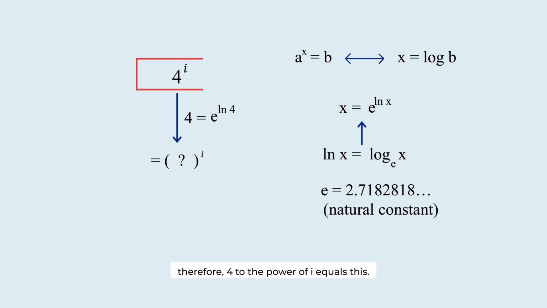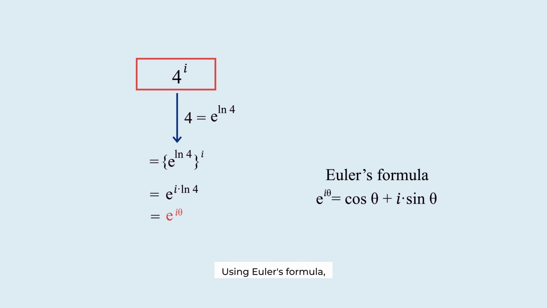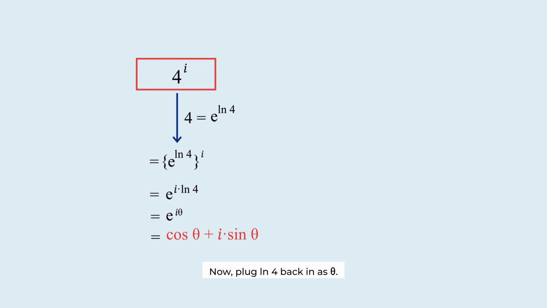Therefore, 4 to the power of i equals this. Using the laws of exponents, this becomes e to the power of i ln 4. Let's substitute ln 4 with theta. What's this number? Using Euler's formula, it can be expressed as a complex number with an absolute value of 1 and an argument of theta. Now, plug ln 4 back in for theta.